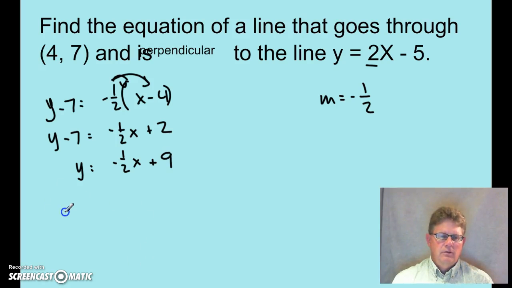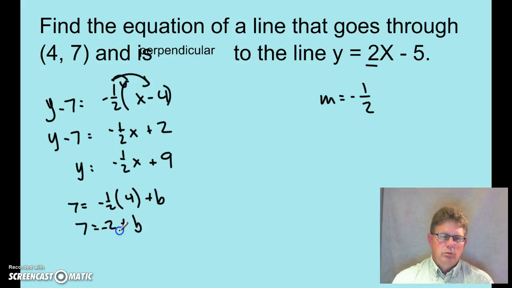If you did it the other way, 7 equals negative 1/2 times 4 plus b. 7 equals negative 2 plus b. Add 2 to both sides, 9 equals b. So y equals negative 1/2 x plus 9.